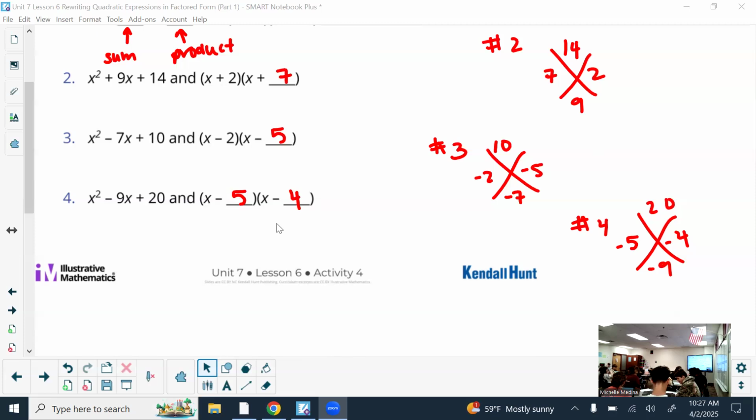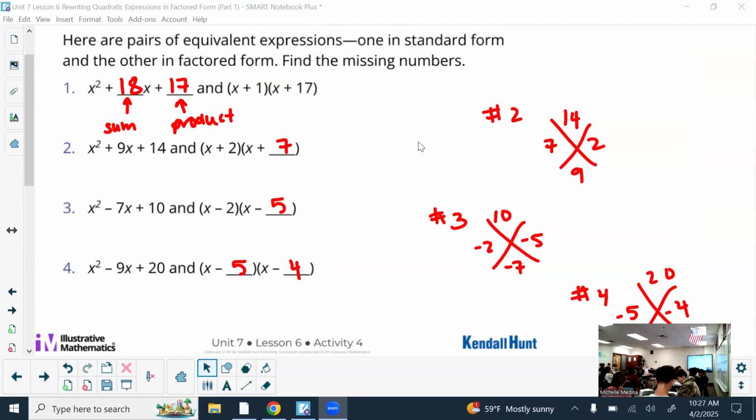Questions? Good. Okay, you still got some time. You don't have to pack up yet. You could work on your practice a little more, maybe even finish it.